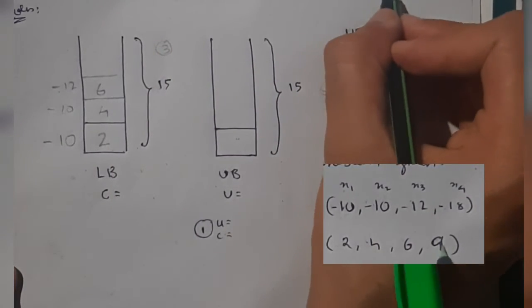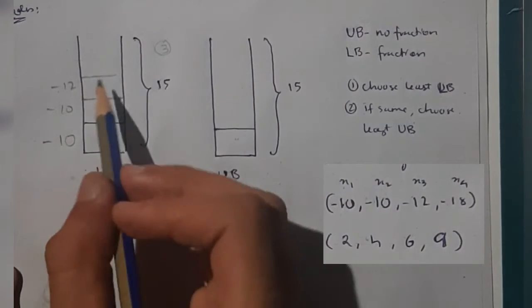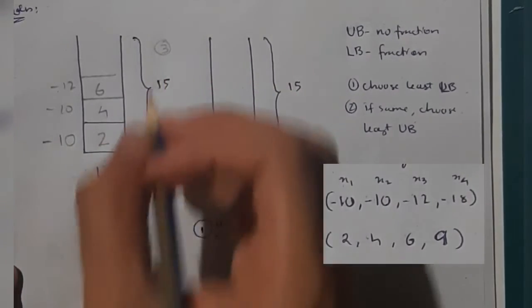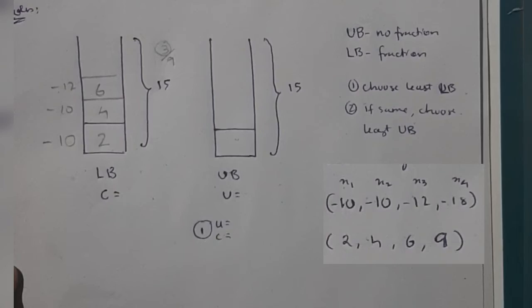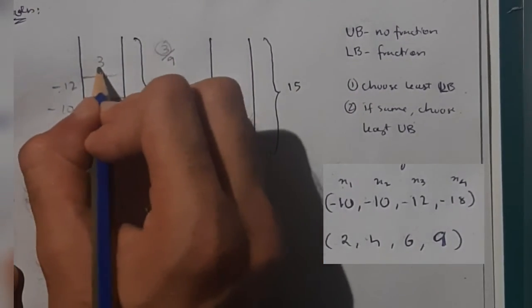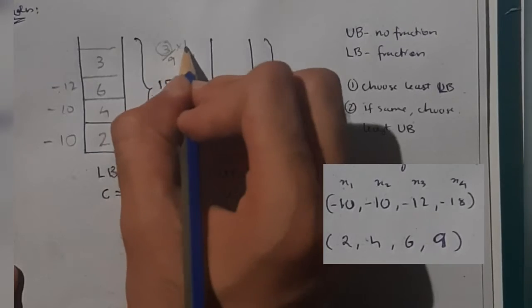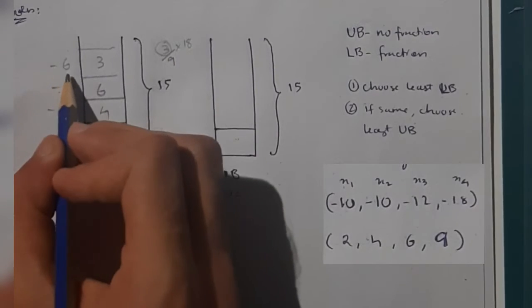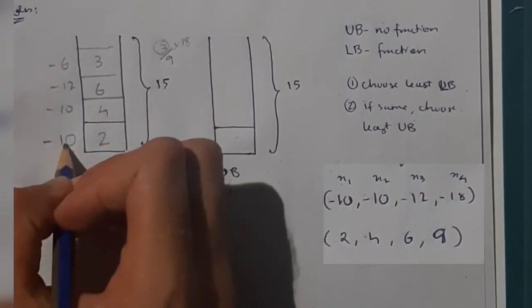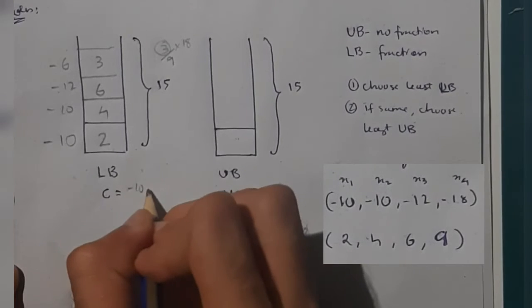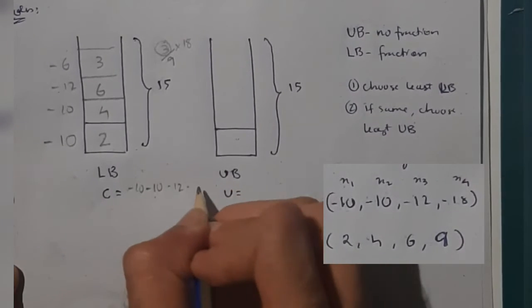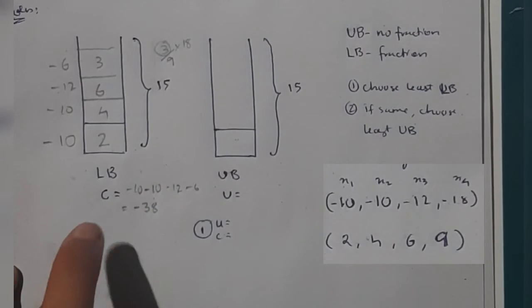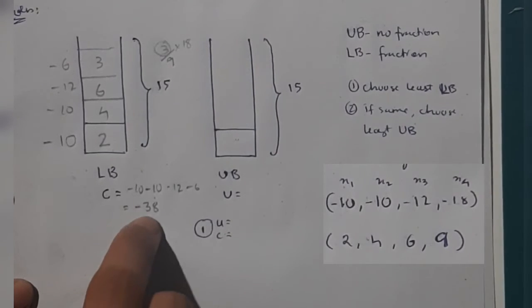I cannot fill 9 here, so I have to fill a fraction of 9. How much fraction? 3 by 9, because only 3 I can fill here. If I fill 3 by 9 here, it will be 3 kilograms. And what will be the profit? 3 by 9 into the total profit of 9, which is 6 here, so I'll write minus 6. So the total cost we calculate and write here: minus 10, minus 10, minus 12, minus 6, which gives minus 38. This is the lower bound. When you get minus 38, that's the lower bound.